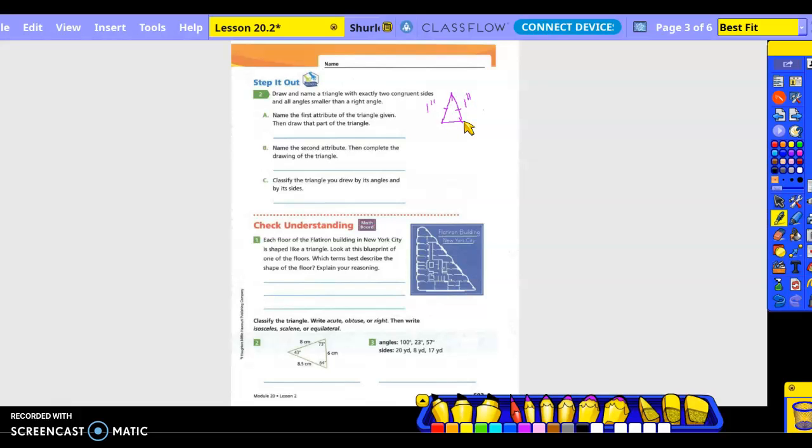Name the first attribute of the triangle given. Then draw that part of the triangle. So we got two, what first? Two congruent sides, okay? Name a second attribute, then complete the drawing of the triangle. So all the angles are what in that triangle? Smaller than 90 degrees. So all angles are smaller than 90 degrees.